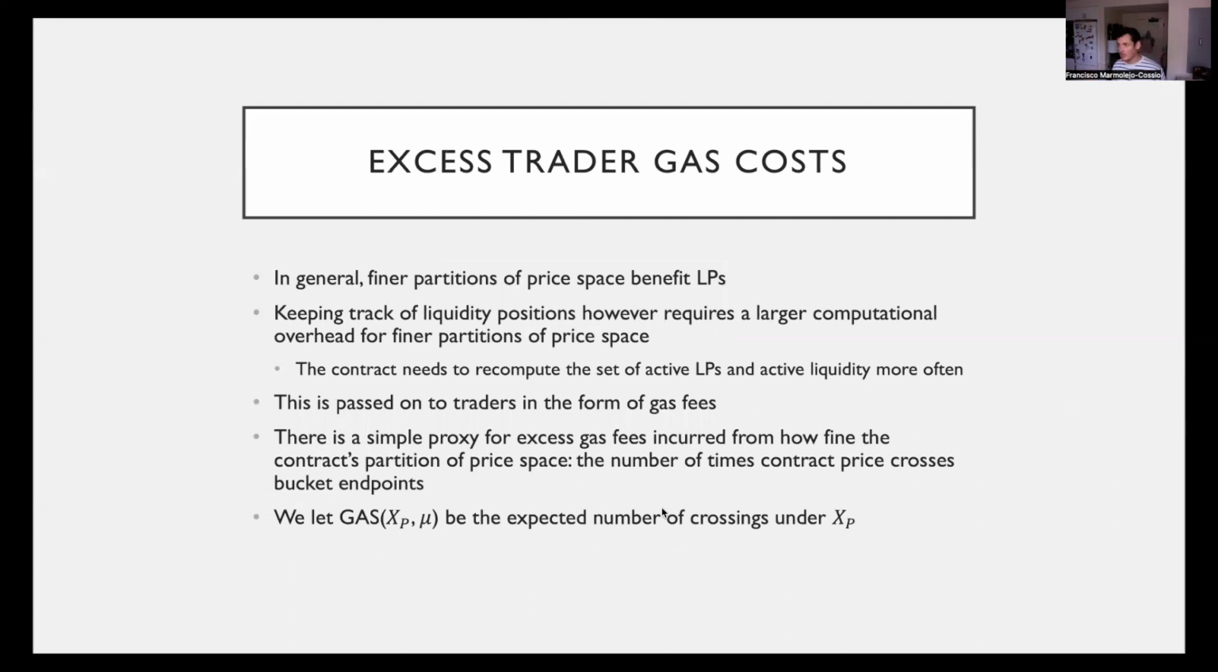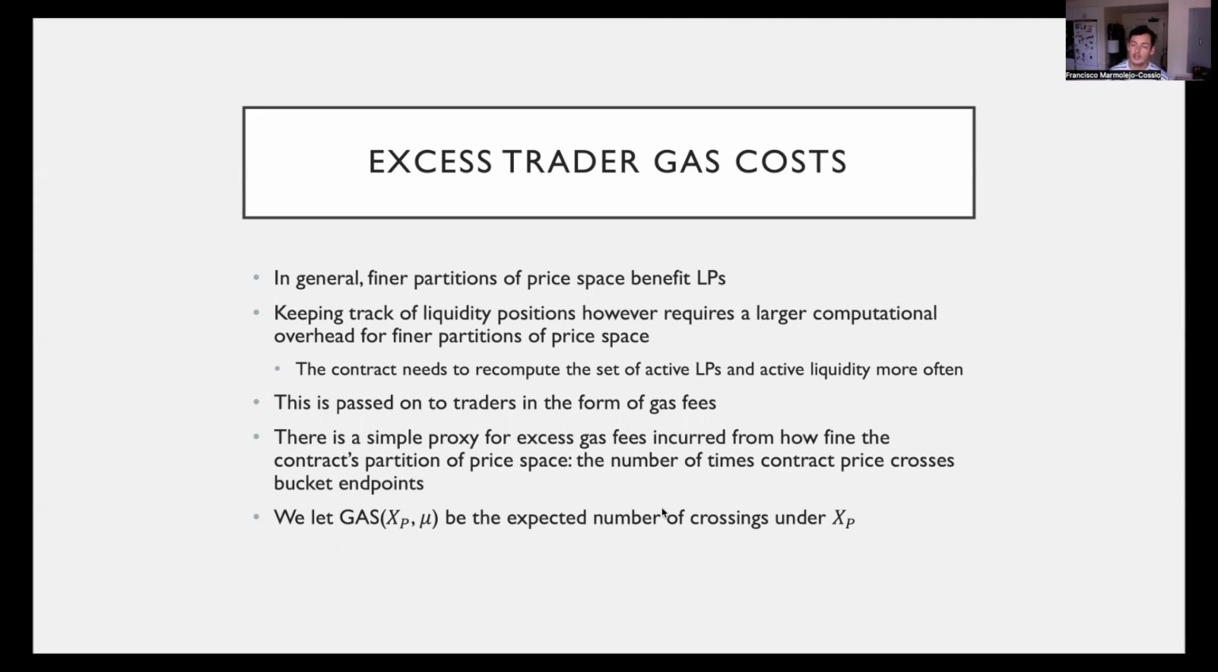Now, everything that I talked about until now was looking at the problem of the optimal liquidity allocation. I mentioned that we're going to be looking at the parameters of the contract as well, and the implications that different choices of parameters have for gas fees. The reason for this is that in general, if you have a finer partition of price space, this is going to benefit liquidity providers. This isn't hard to see, because as buckets become finer, any strategy that I could have employed in the coarser bucketing, I can do in the finer bucketing. So I should be doing better. I can't do worse, at least.